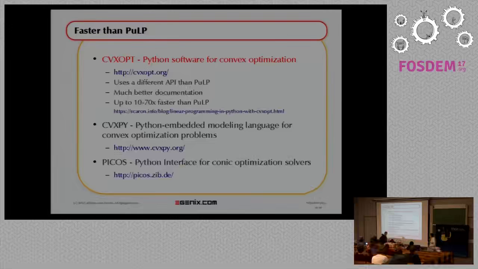So CVXOPT is about convex optimization. You don't have just a linear function, you can have a convex function. And CVXPY is an interesting project. It tries to embed the logic for doing the optimization directly into Python. There are other projects that try to embed SQL, for example, directly into Python, and this is similar. And then there's another library down here, PICOS, which is conic optimization. I've never used that. I just put it on the slide because it was mentioned.